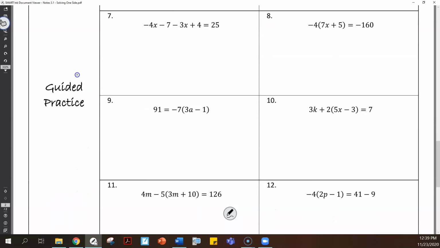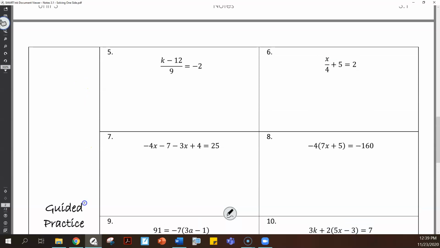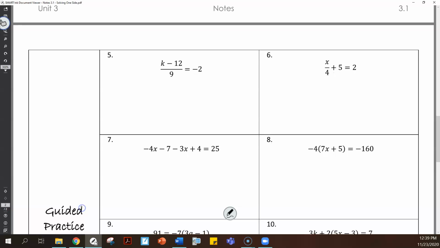I want you to go ahead and try 5, 6, 7, and 8 on your own, based on the ones that I just did. Feel free to look back and take a look at the notes that we just did while you work through this. Copy these 4 onto your paper, give them a try, and then come back here and check your answers against my answers.